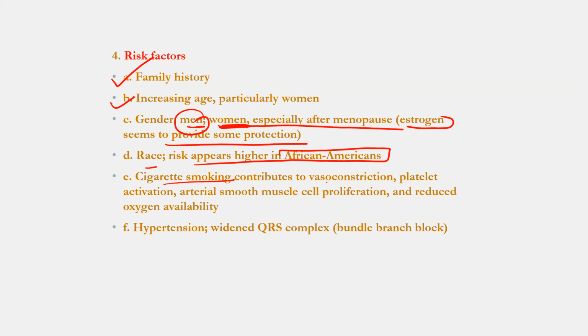Cigarette smoking contributes to vasoconstriction, platelet activation, arterial smooth muscle cell proliferation, and reduced oxygen availability. So cigarettes have this effect because there will be vasoconstriction, platelet activation can occur, and cell proliferation can lead to reduced oxygen availability.